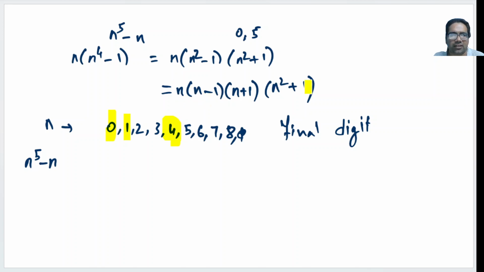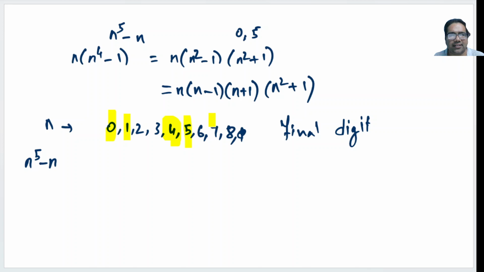Then depending again on the remaining numbers, because one number is already ending in 5, depending on the remaining numbers, which are n minus 1, n plus 1, and n square plus 1. If they are odd, this n power 5 minus n will end in 5, otherwise it will end in 0, but nevertheless it will always be 5 or 0. So n ending in 5 is also sorted. Then also it will be divisible by 5.